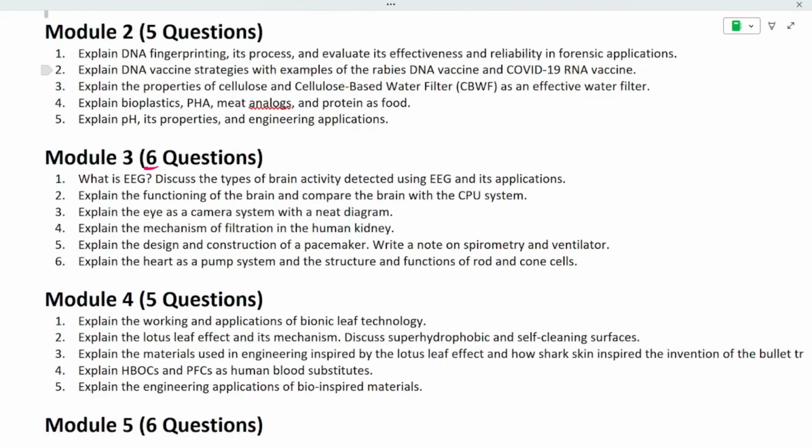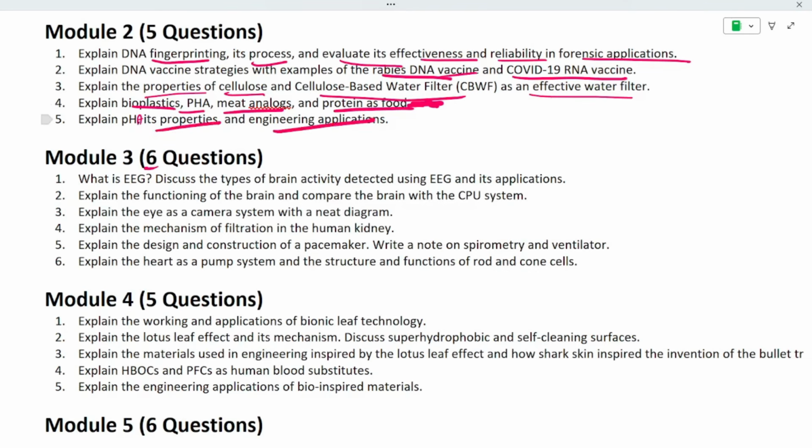Next is DNA fingerprinting, its process, and evaluating its effectiveness and reliability in forensic application. Next is RNA, like DNA, the rabies vaccine and the COVID-19 RNA vaccine. And next is the properties of cellulose, that is CBWF, cellulose based water filter, as an effective water filter. Next is bioplastic PHA, meat analog and protein as food. This question is very easy, and it will be repeated. This is again, explain PHA, its properties and engineering applications.